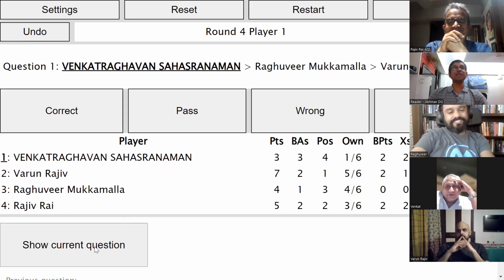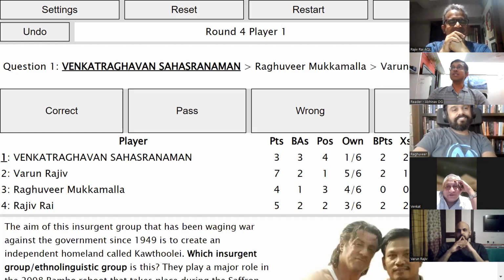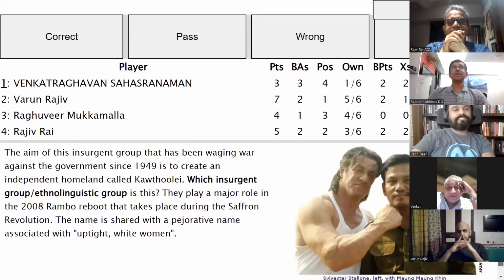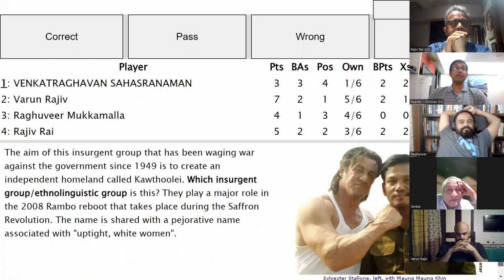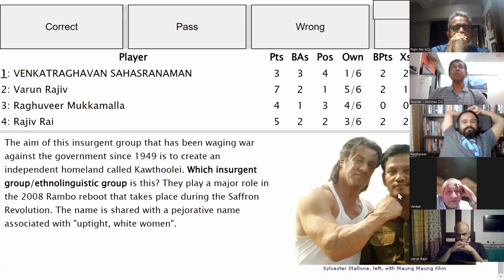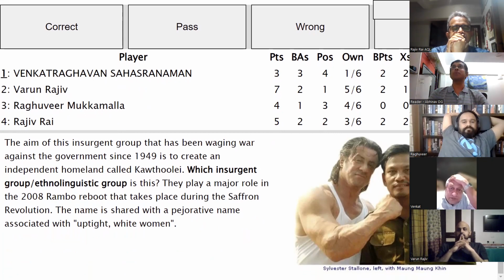And now on to you. The aim of this insurgent group that has been waging war against the government since 1949 is to create an independent homeland called Kawthoolei. Which insurgent or ethno-linguistic group is this? They play a major role in the 2008 Rambo reboot that takes place during the Saffron Revolution, and the name is shared with a pejorative name associated with uptight white women.